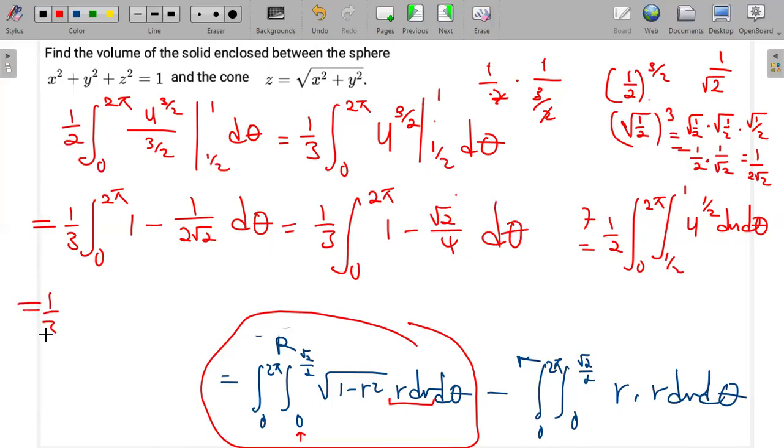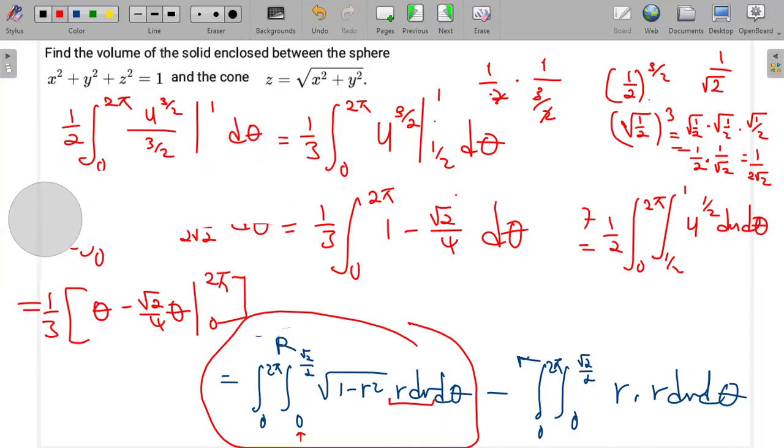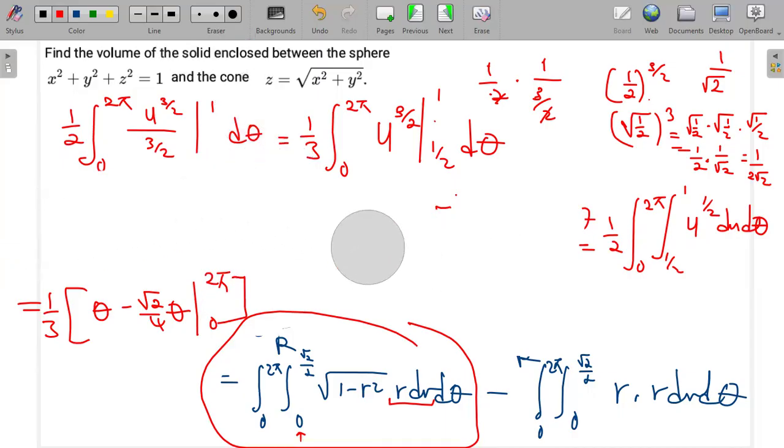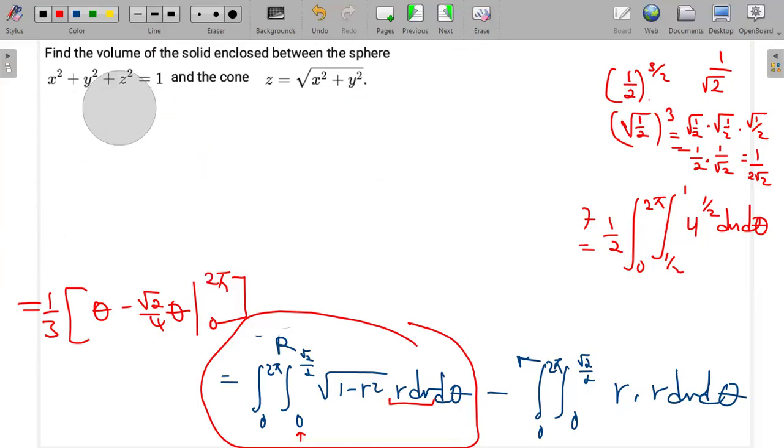So it will be 1 over 3. And then this one will be theta minus root of 2 over 4 theta, and then 2 pi to 0. So this is what I have there. Okay, so remember this is just the part for the first part of the integral. So what I have is 1 over 3, and then here I substitute. So I have 2 pi minus root of 2 over 4 multiplied by 2 pi.